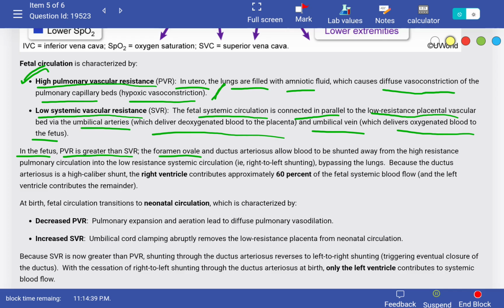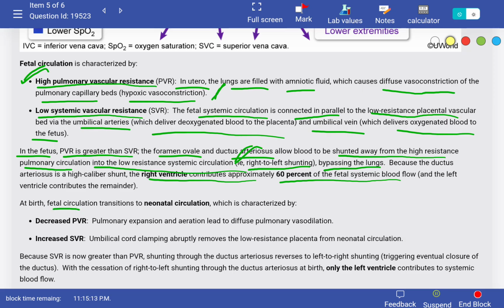The foramen ovale and ductus arteriosus allow blood to be shunted away from the high resistance pulmonary circulation into the low resistance systemic circulation, that is, right-to-left shunting is there in the fetus, bypassing the lungs. Because the ductus arteriosus is a high caliber shunt, the right ventricle contributes approximately 60% of the fetal systemic blood flow, and the left ventricle contributes the remainder. Okay, now what happens at birth?